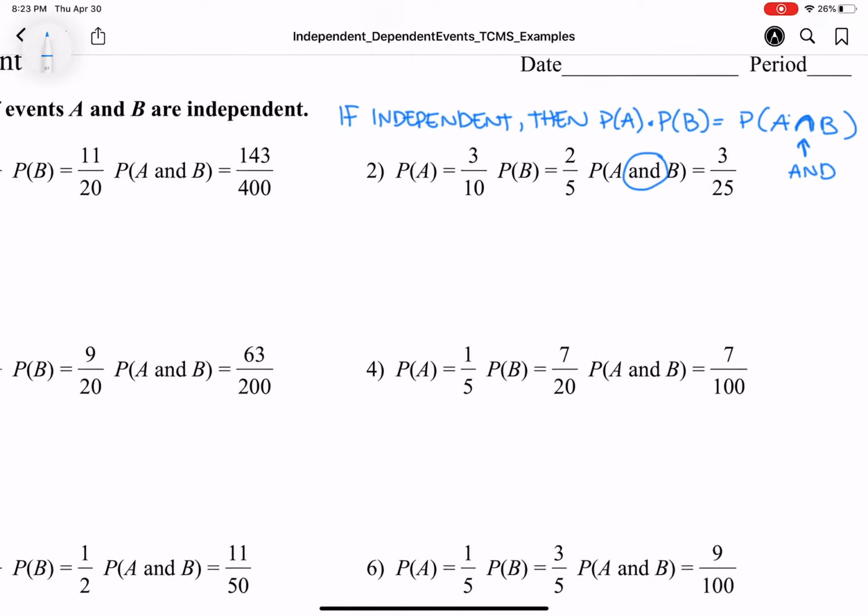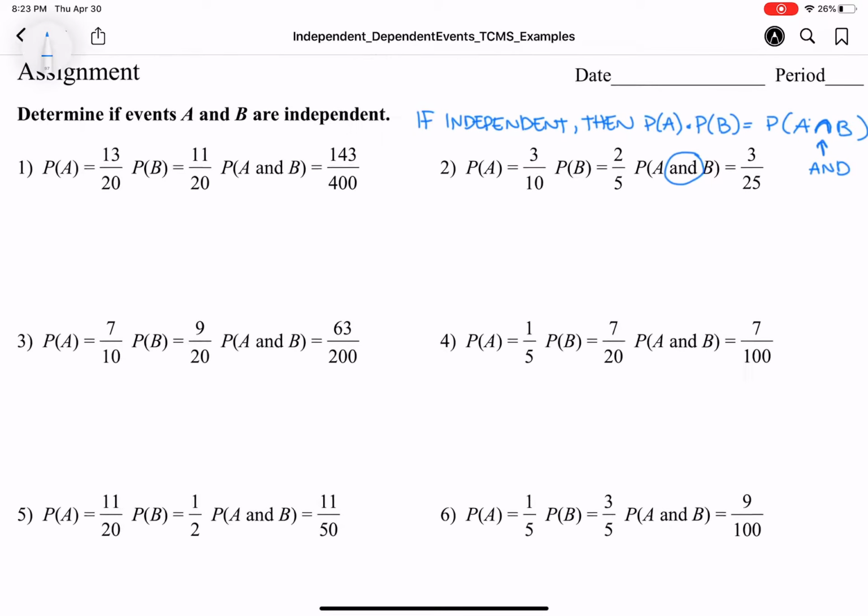Let's start with the first one. It just asks to determine if the events A and B are independent. Okay, if they're not independent, then they're going to be dependent. So let's start. First we have probability of A is equal to 13 over 20. So let's write that down. But we know that the probability of A times the probability of B is equal to the probability of A and B. Now, if this is true, then we know that the events are independent, okay?